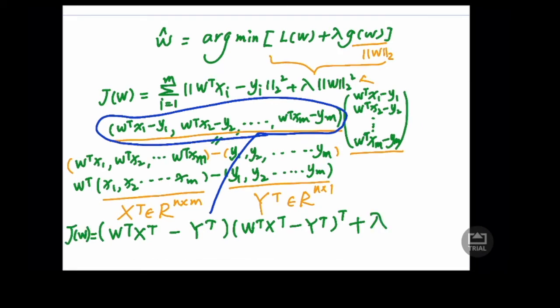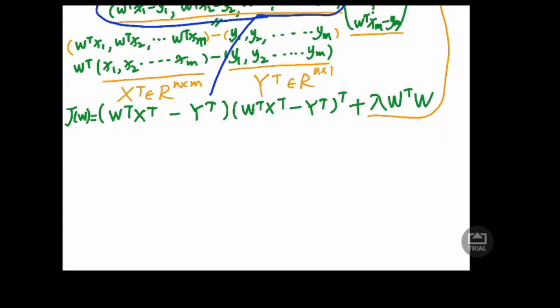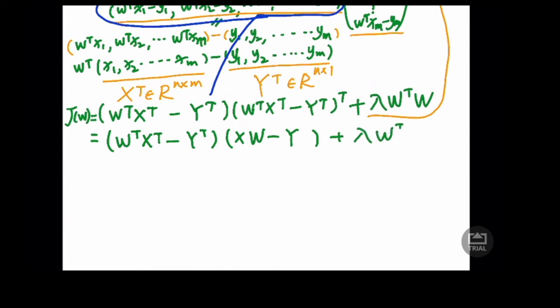And don't forget the penalty term, which is lambda W transpose W. This term is from here. Let me make it neat. This one doesn't change. This part is a transpose, so it should be written like XW. X and W switch their positions according to linear algebra, minus Y. And then plus lambda W transpose W.